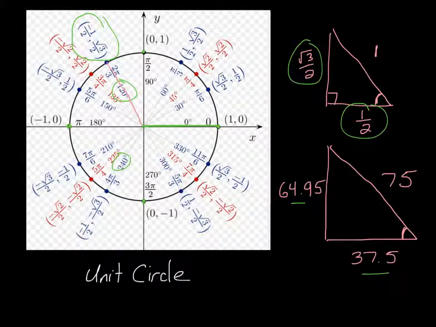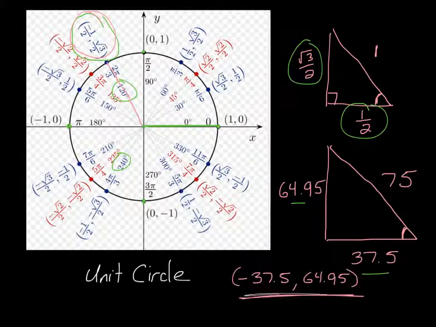So therefore, the coordinates of the spot over here that I'm looking for would be negative 37.5 and 64.95. Those are the coordinates of a circle of radius 75 at that same angle. So again, this is a negative 37.5 because this is in the second quadrant, and it's because this 37.5 right here is going in the negative x direction. Long story short, so that's the reasoning.